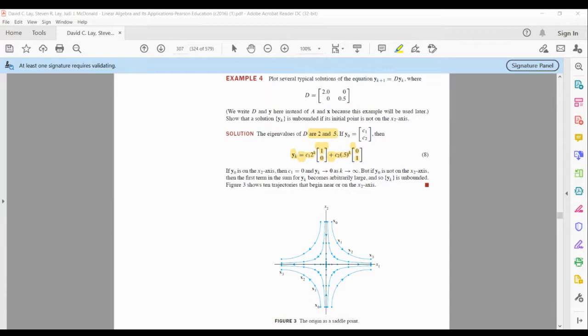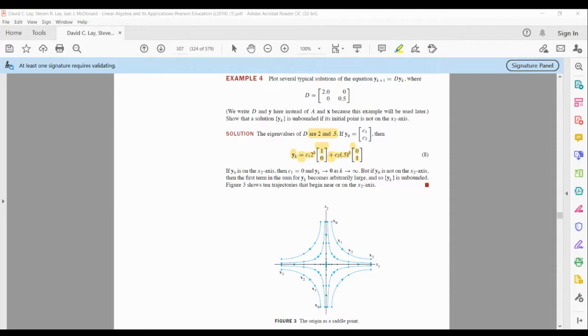But it doesn't approach the origin, you see. It doesn't approach the origin. It just approaches the x1 axis. The trajectories all approach the x1 axis as k gets large. So they move in toward the origin, but then they move out, so to speak. It's like they approach the origin in the beginning, but then they move away from the origin because the first term with the 2 to the kth power dominates when k gets large.